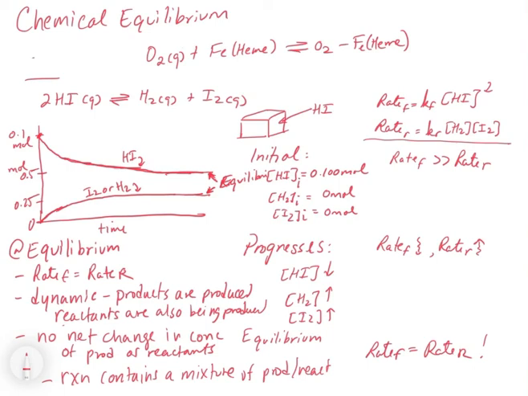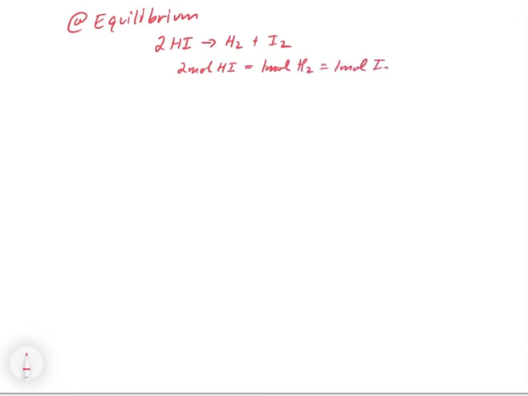Now, I do want to mention one thing about this. At equilibrium, I want to point out some things about those concentrations, because they were not chosen randomly. If you look at the stoichiometry, we have 2HI goes to H2 plus I2. And so we see that there's a relationship. For every 2 moles of HI we consume, this is going to equal 1 mole of H2 that we produce, and that's also going to equal 1 mole of I2 that we produce.